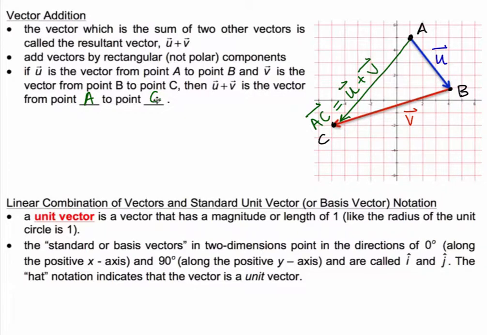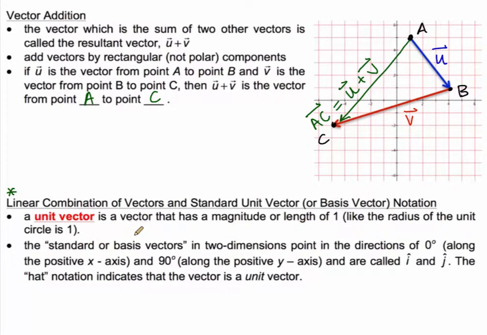If we combine these two operations of vector addition and scalar multiplication, we get something called the linear combination of vectors. And a unit vector, we know, is a vector that has a magnitude or length of 1. We can refer to the unit circle, which is a circle of radius 1. We're using the same terminology of unit vector, which is a vector of magnitude 1.